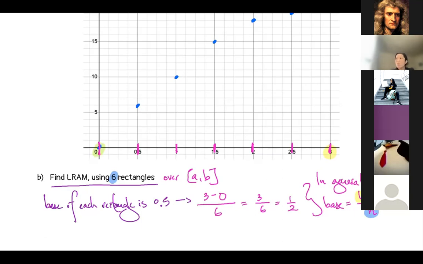Any questions on how we found 1/2 or 0.5 as the length of the base?